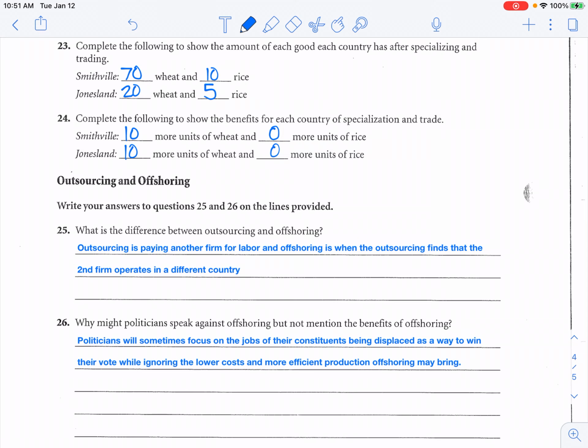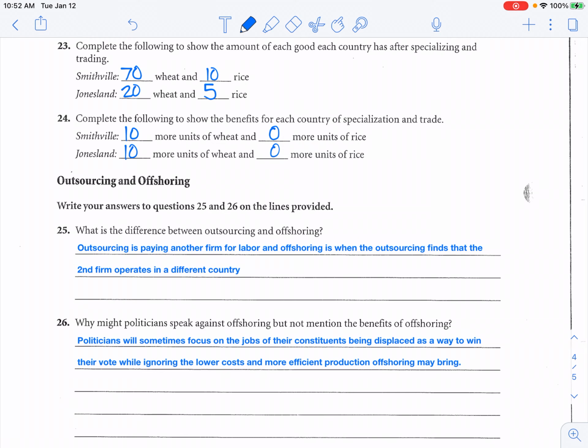Now, there's also a term called offshoring, and sometimes when you hear outsourcing, that's instantly what people think of. Offshoring is when outsourcing is done, but that second firm operates in a different country. So then it leads to the next question: why might politicians speak against offshoring but not mention the benefits of it? Because oftentimes when companies are offshoring, what they're doing is reducing their cost to produce goods, and thereby that ends up in the end making those goods more abundant and usually lower in price, because we know if costs go down from back in level 2, the price of goods goes down.